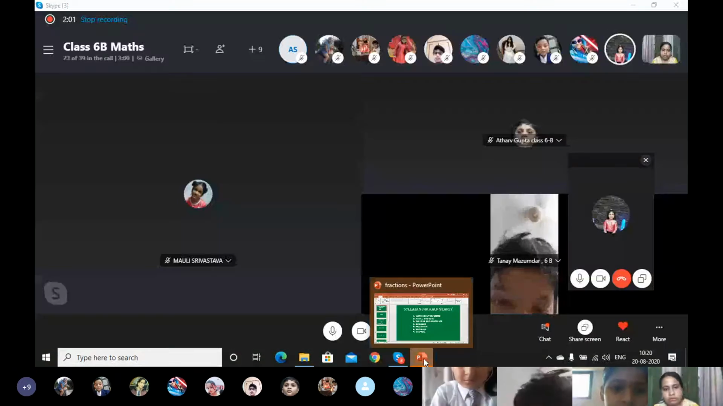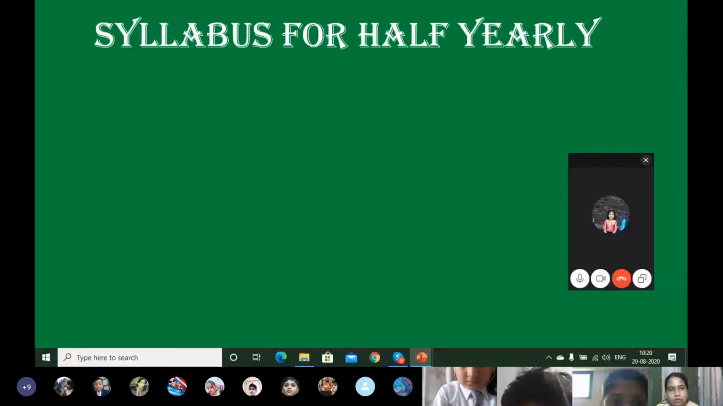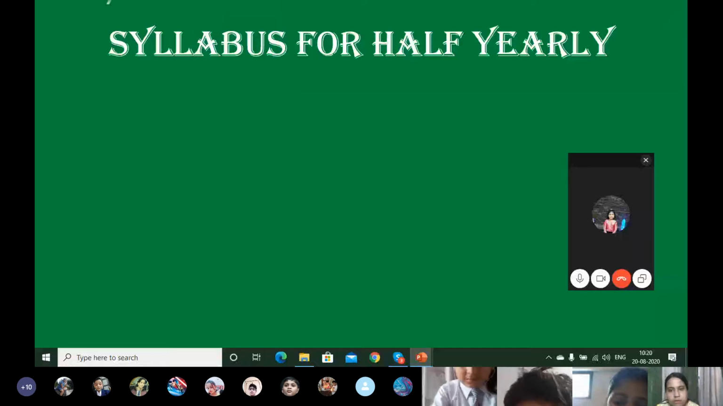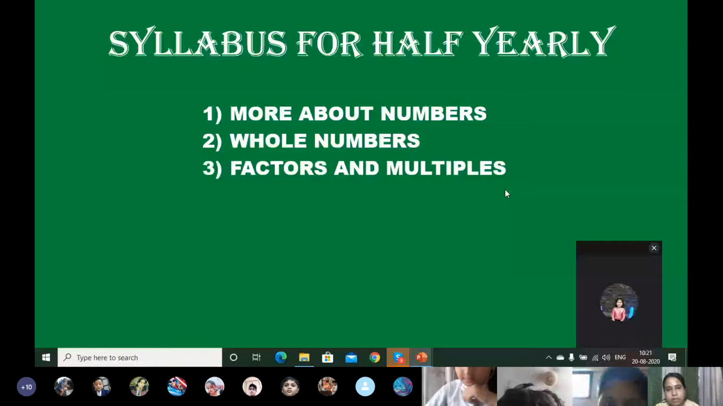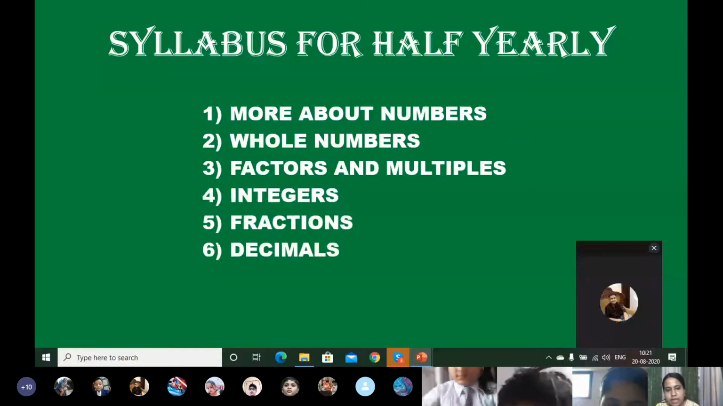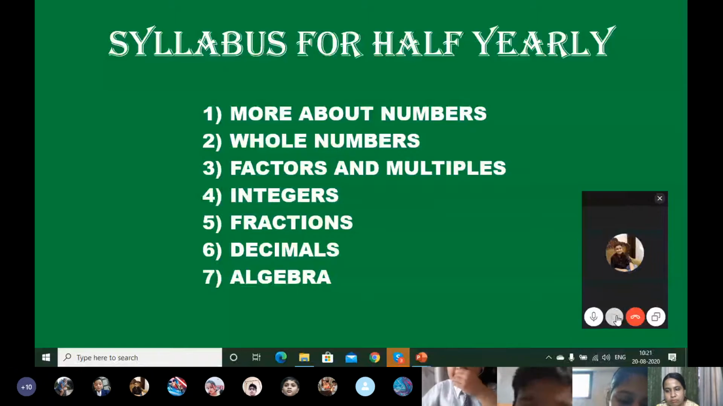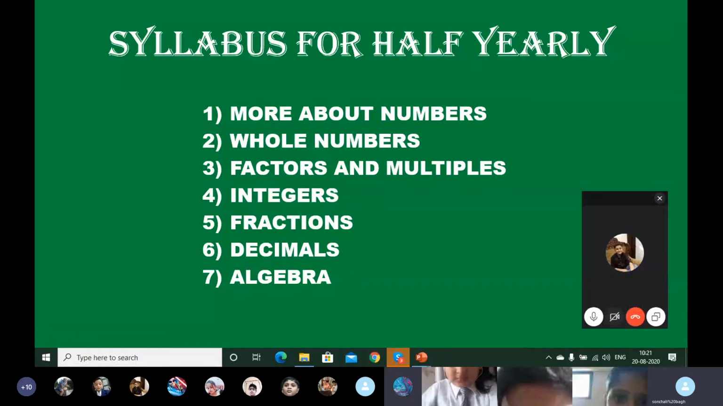Note down. More about numbers, then whole numbers, then factors and multiples, then integers, then fractions, then decimals, and lastly we will deal with algebra. Copy it down fast. Copied?